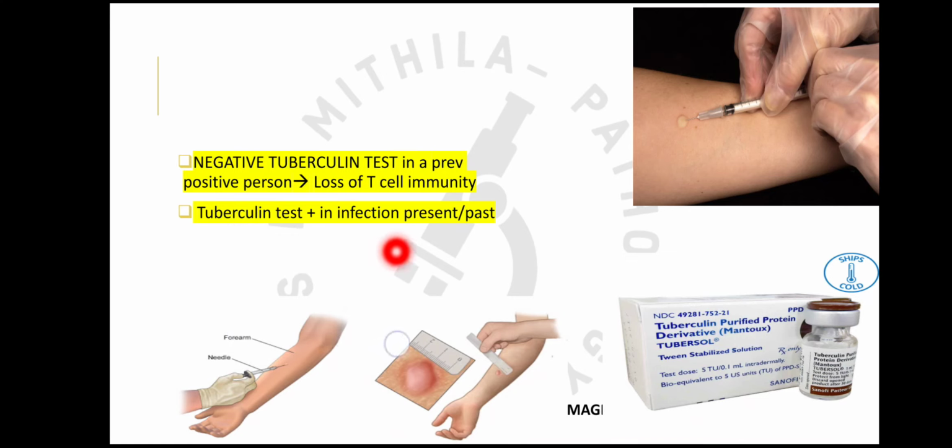So if there is any past or present infection by TB, then the patient will give a positive Mantoux test. If the test is negative in a patient who was earlier giving a positive test, it means that there is a loss of T cell immunity in that person. Also, in a vaccinated patient, it gives a false positive test. So it is just a screening test, it is not a diagnostic test. And now other screening tests are available, like the interferon gamma release assay, which are better because they are not positive in vaccinated patients.